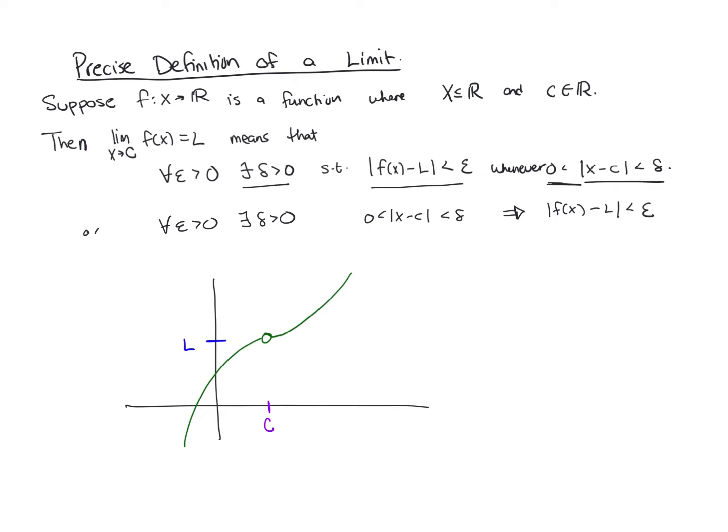And I add one extra little piece here. That distance between x and c has to be strictly greater than 0. x can't equal c here because the function might not be defined at c. So remember, this "whenever" is just another way of writing an if-then, but it's kind of backwards.